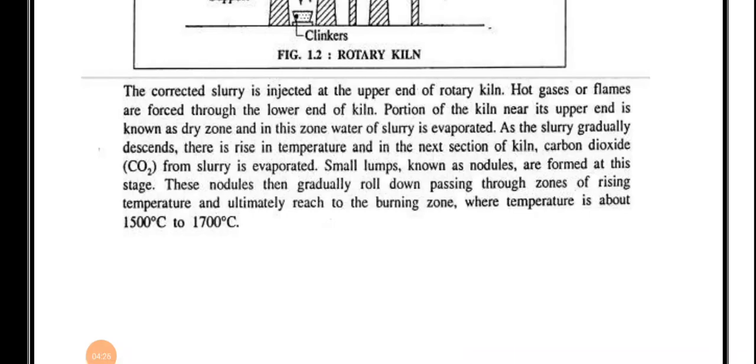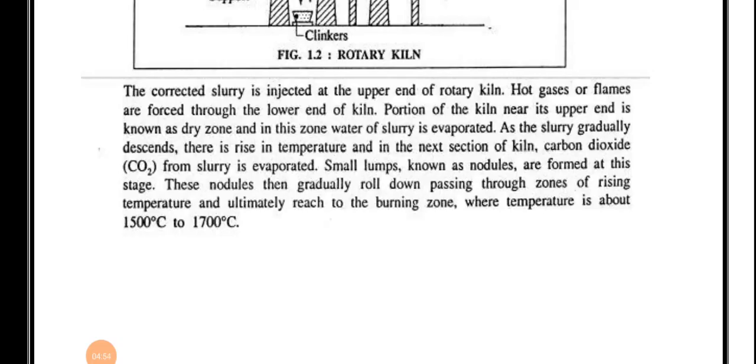The corrected slurry is injected at the upper end of the rotary kiln. Hot gases or flames are forced through the lower end of the kiln. The portion of the kiln near the upper end is known as the dry zone, and in this zone the water of the slurry is evaporated. As the slurry gradually descends, there is a rise in temperature, and in the next section of the kiln, carbon dioxide from the slurry is evaporated.